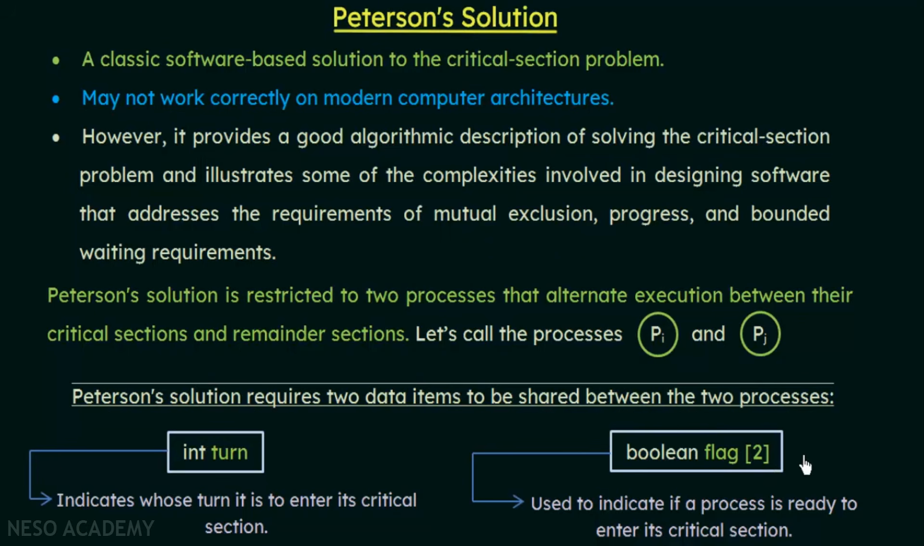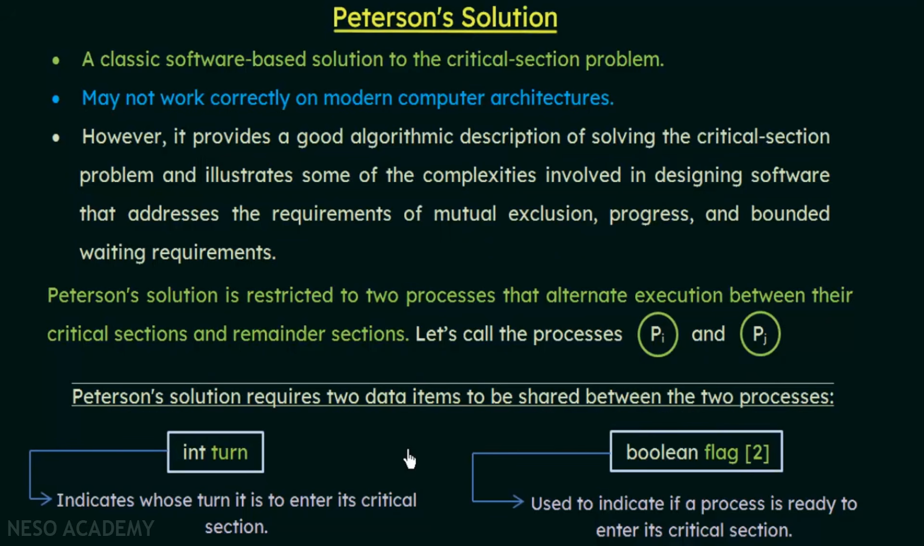So if the value is true, that particular process is ready to enter its critical section, and the turn variable will indicate whose turn it is to enter its critical section at that particular time. These are the two data items that are shared between the two processes in Peterson's solution. Alright, now we can go to the algorithm of Peterson's solution. Before we go into the algorithm, let me give you a brief idea of how this Peterson solution works.